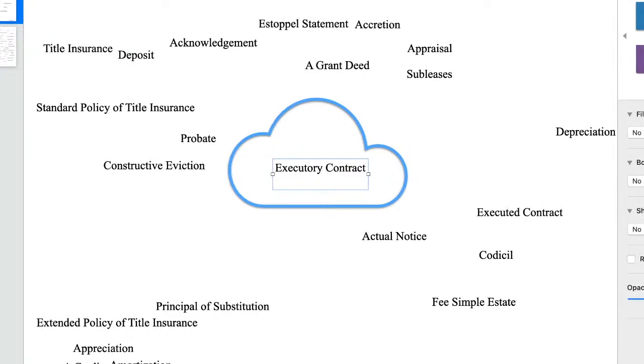Executory contract. What is an executory contract? What do you guys think? What is an executory contract?